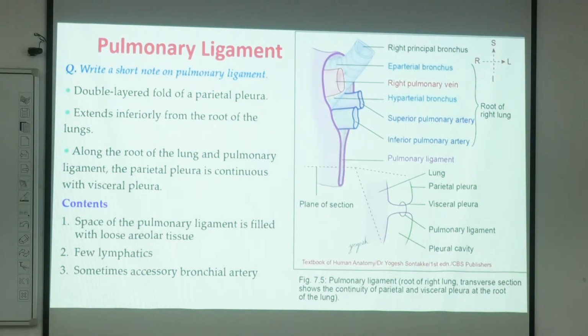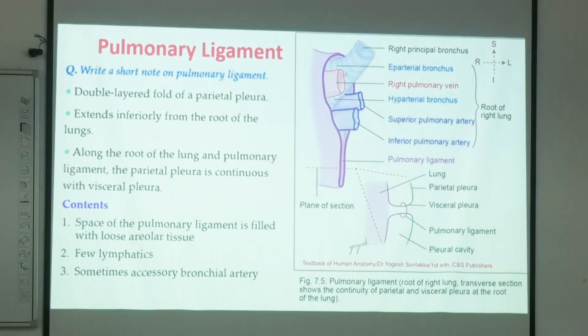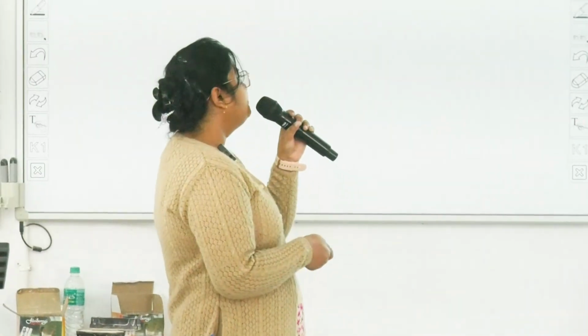Now, what is the pulmonary ligament? It also comes as a short note. Pulmonary ligament is a double-layered fold of parietal pleura and extends inferiorly from the root of the lung. Along the root of the lung and pulmonary ligament, the parietal pleura is continuous with the visceral pleura. And what are the contents? It is a space with loose areolar tissue, few lymphatics, and sometimes an accessory bronchial artery. So these are the contents of the pulmonary ligament.